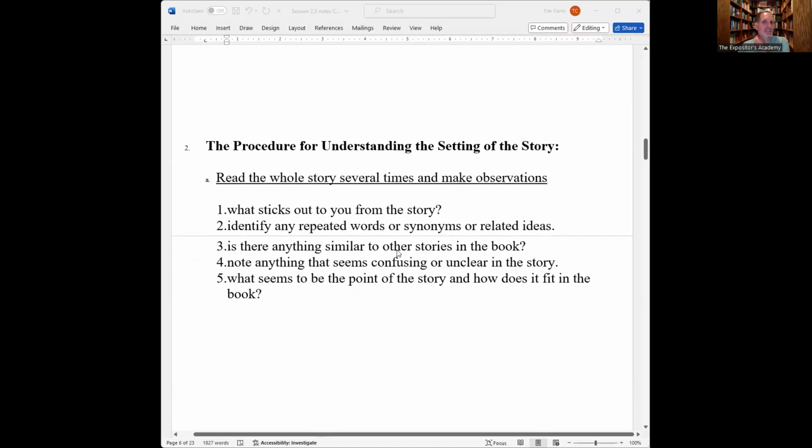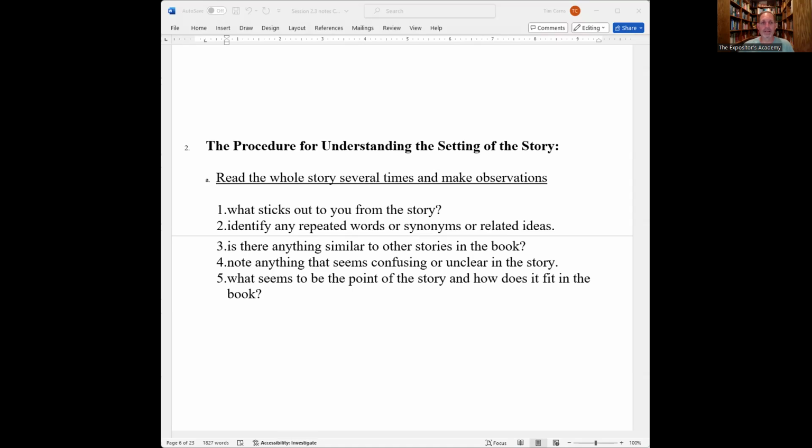Now, the procedure to do the setting is as follows. First, we want to focus attention on the story and read through the whole story itself several times, reading it through again and again. I know you read the story through as part of reading through the whole book, but now we want to focus our attention on reading the story itself, by itself, several times. That's the nature of what we're going to be doing as we take a look at the story as a whole.